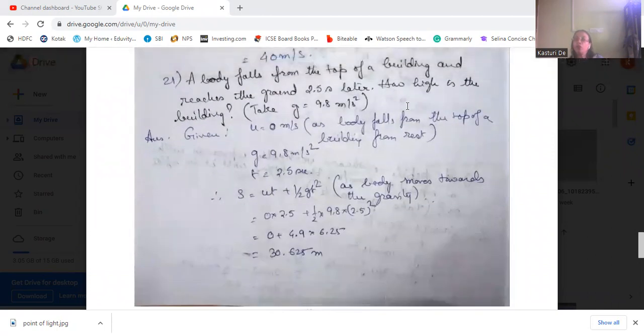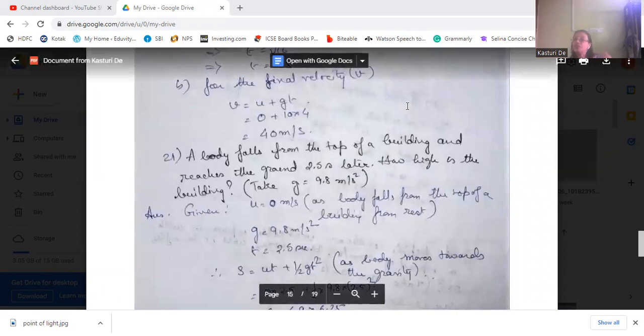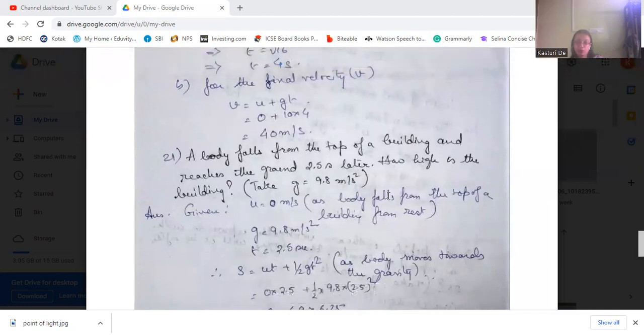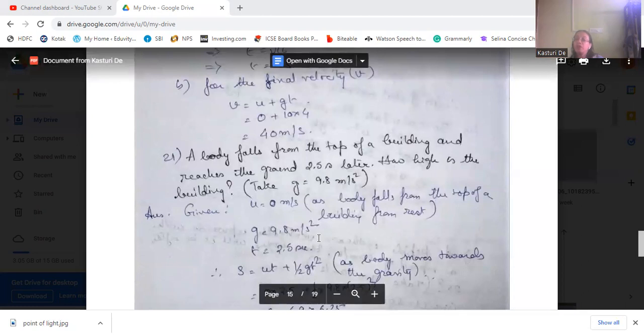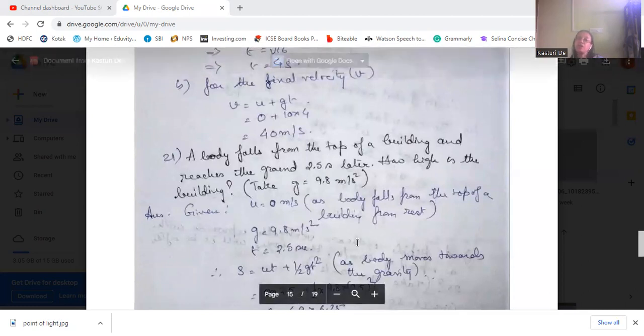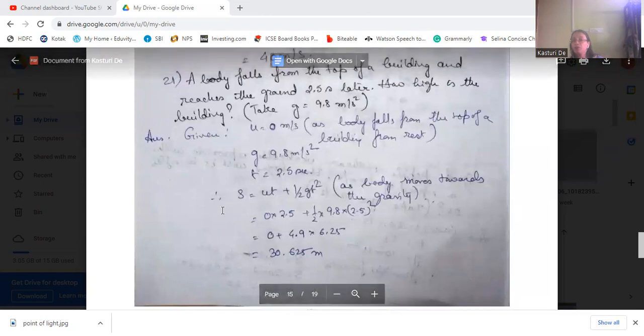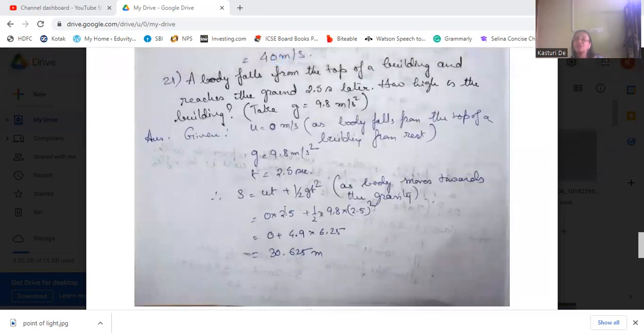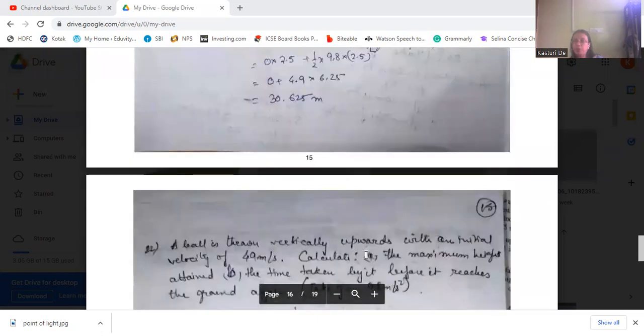Now a body falls from the top of a building and reaches the ground 2.5 seconds later. How high is the building? g is equal to 9.8 meters per second square. As it is falling from the height, it will be a free fall, so the initial velocity will be 0. So g is equal to 9.8 meter per second square, and t is 2.5 seconds. The formula we use here is s equal to ut plus half gt square. So that will be equal to 30.625 meters.